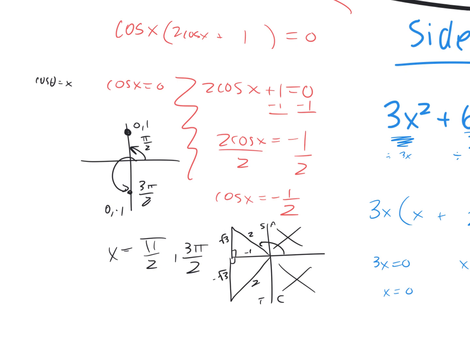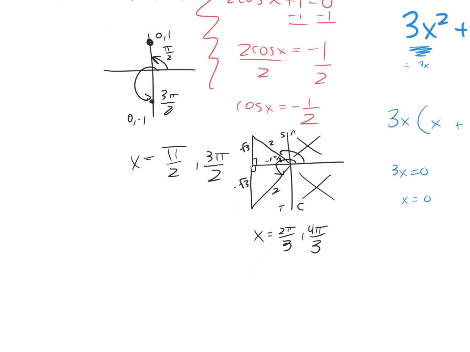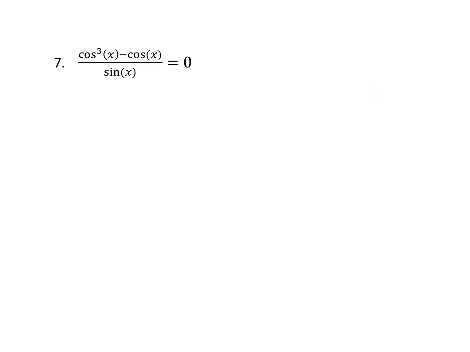So my angle of rotation to get me to this special right triangle, the one that goes to the second quadrant, is going to be 2 pi thirds. And then the next one is going to go to this third quadrant. That's going to be 4 pi thirds. So my four solutions to this problem are pi halves, 3 pi halves, 2 pi thirds, and 4 pi thirds. And once again, I don't have to check for any extraneous solutions because I don't have any denominators with a cosine or a sine. I don't have any of the other trig ratios. Next up, I first am noticing in this problem, I have a denominator of the sine of x.